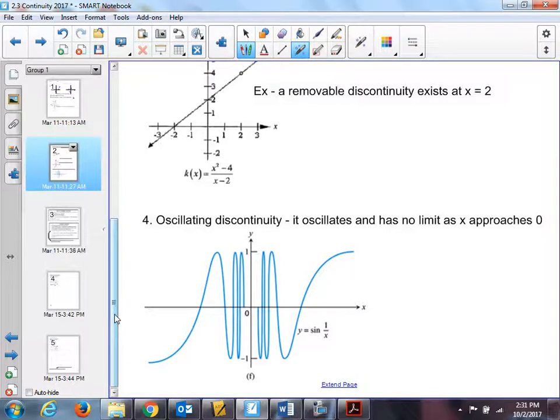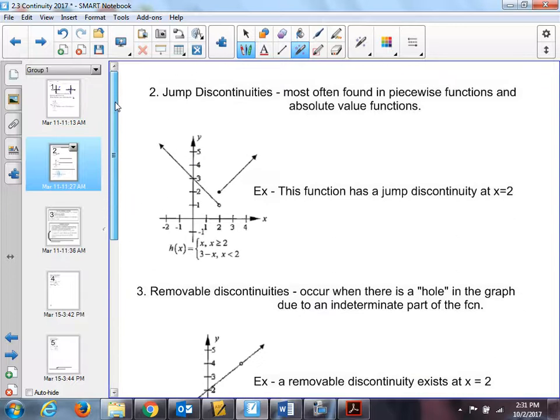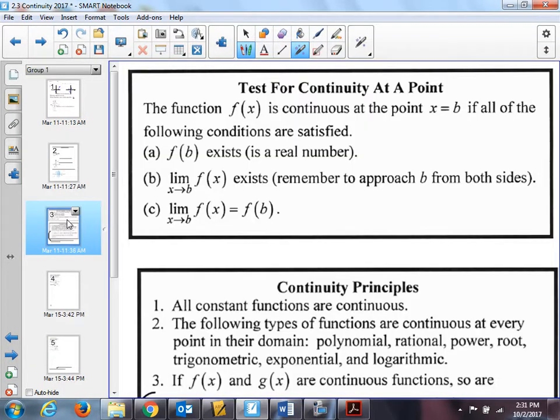And there you go, 4 types. We're mainly going to come across the 3 types: infinite, jump, and removable. Now, test for continuity at a point.